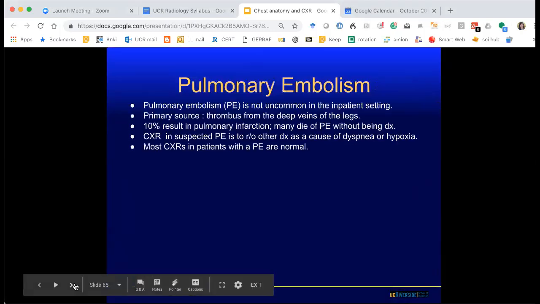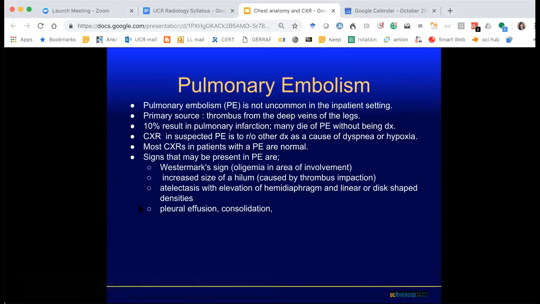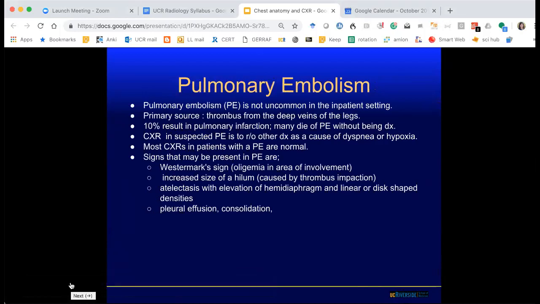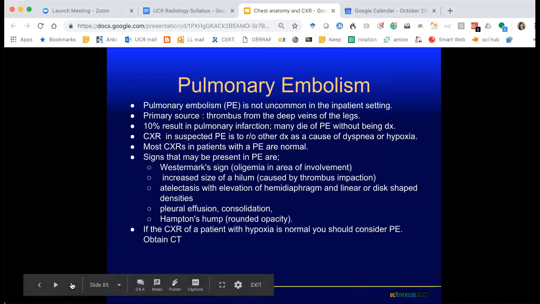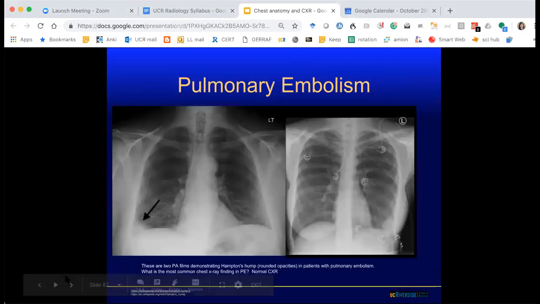Let's talk about PE because it causes a lot of morbidity and mortality. About 10% of patients result in pulmonary infarction. A lot of people get PE. They get shortness of breath, dyspnea, and there are primary and secondary signs that we see with imaging. So here we see a more end-stage PE.